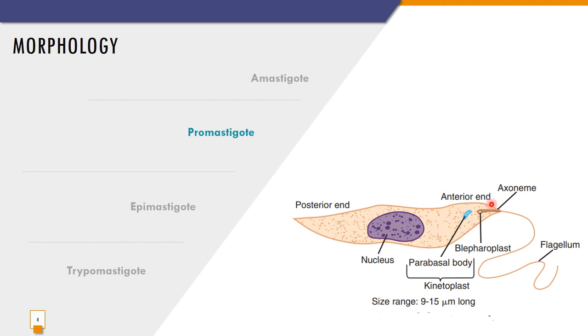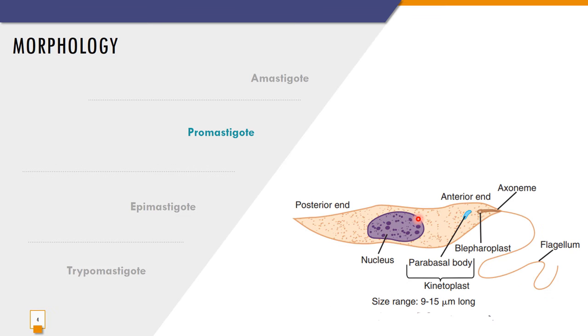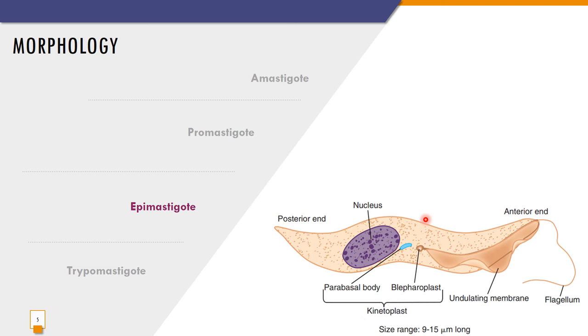Next is the epimastigote. The average epimastigote measures approximately 9 to 15 micrometers in length, and the body is slightly wider than that of the promastigote. The large single nucleus is located in the posterior end of the organism. Remember earlier, the promastigote's nucleus is in the center, while the epimastigote's nucleus is located in the posterior end, so near the end.